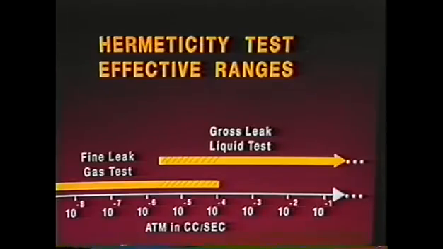As this chart illustrates, neither a gas test nor a liquid test by itself is adequate to cover the entire leak range as specified by mil standards. A gross leaker cannot be detected through the full range with a gas because the tracer gas escapes through the large leak path too quickly to be measured in a fine leak tester. Conversely, a liquid cannot be used to detect most fine leaks because liquid molecules are too large to penetrate through fine leak paths.